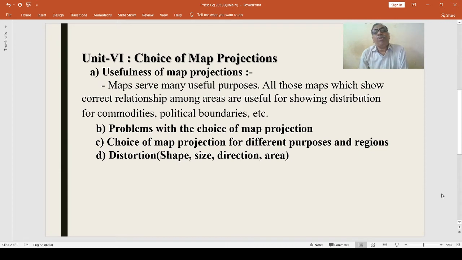Usefulness of map projections. Maps serve many useful purposes. All those maps which show correct relationship among areas are useful for showing the distribution of commodities, political boundaries, etc.